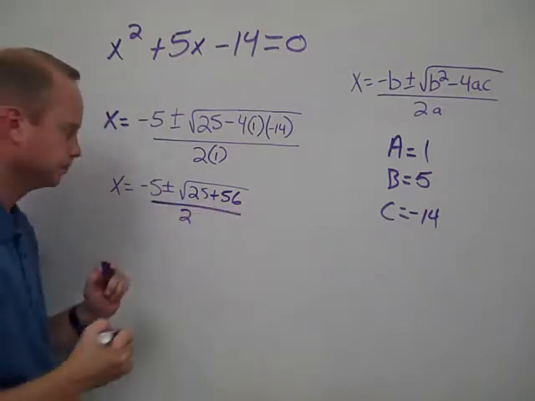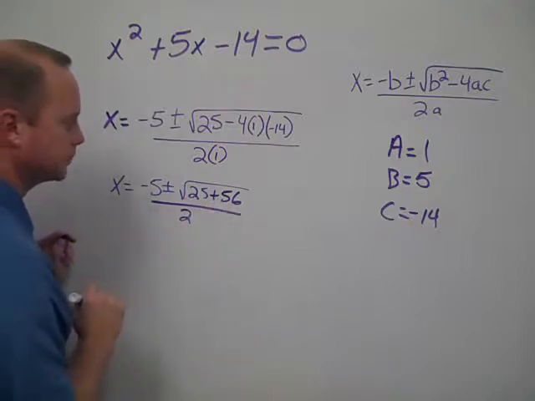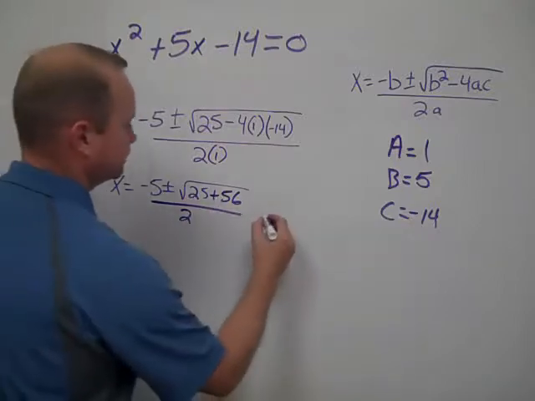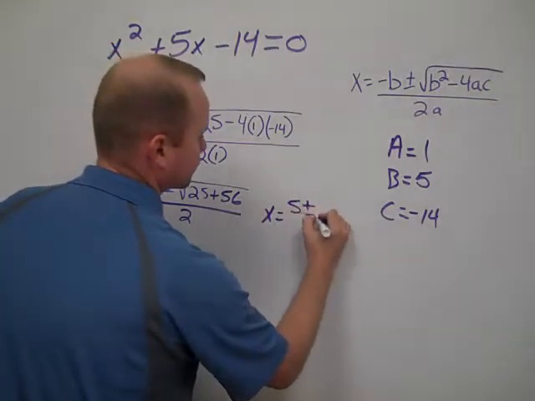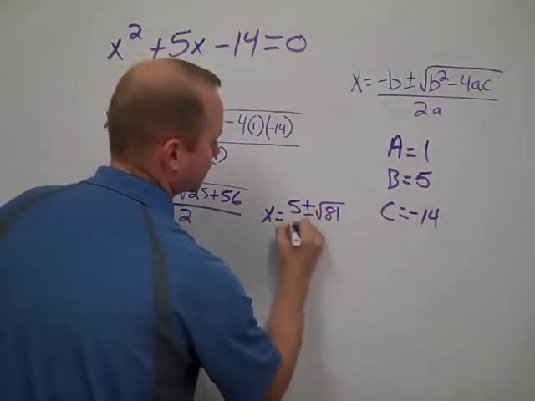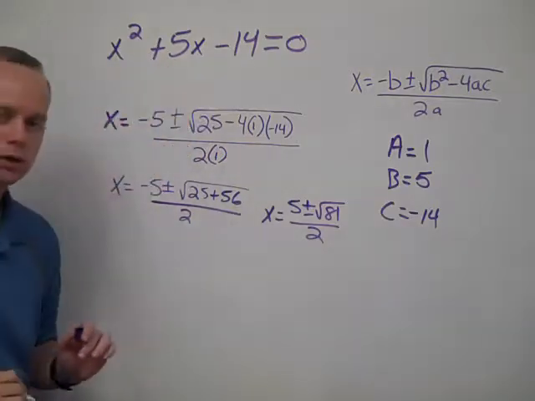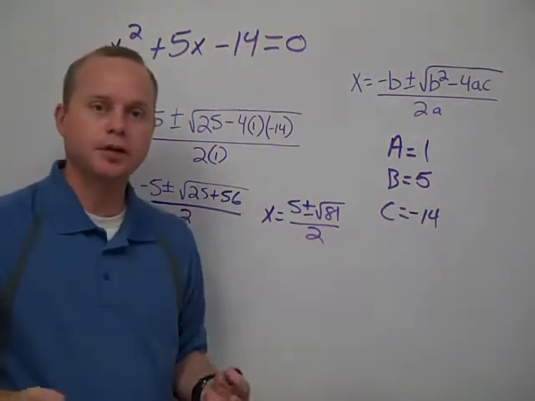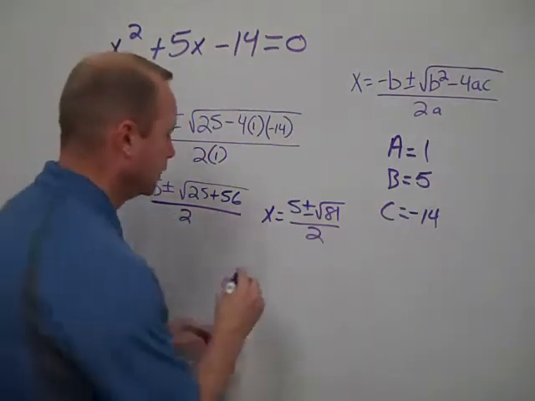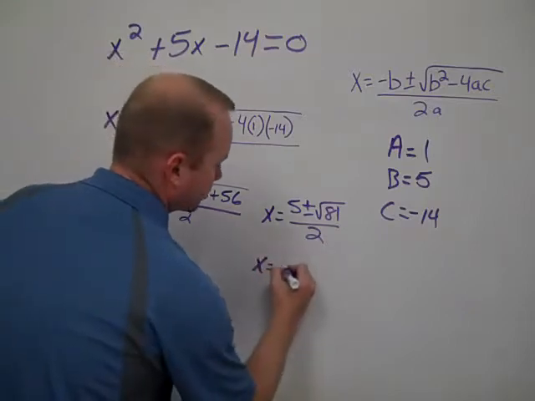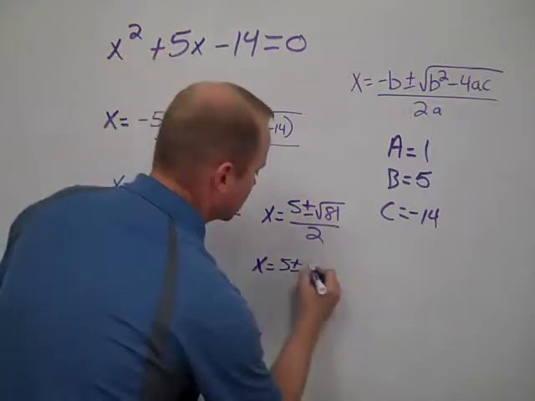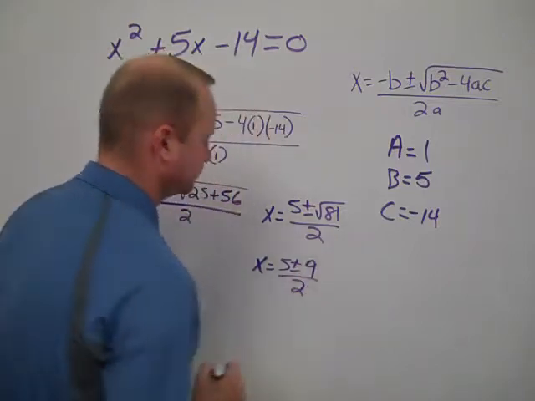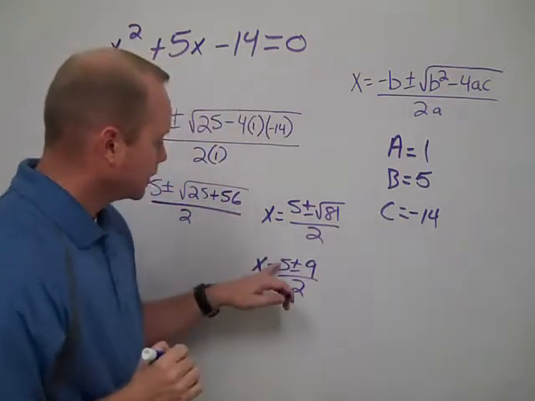2 times 1 is 2. 25 plus 56 gives me 81. So x is equal to negative 5 plus or minus the square root of 81 all over 2. Okay, this makes it kind of nice because 81 ended up being a perfect square. So that's the same thing as x equals negative 5 plus or minus the square root of 81, which is 9, all over 2.